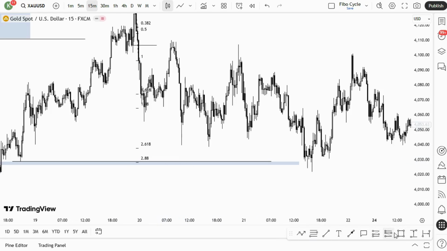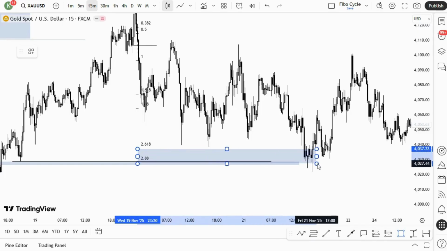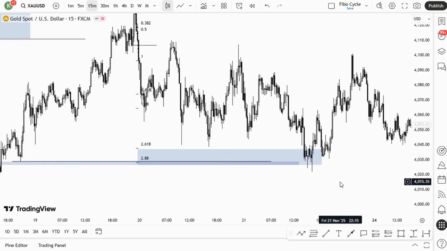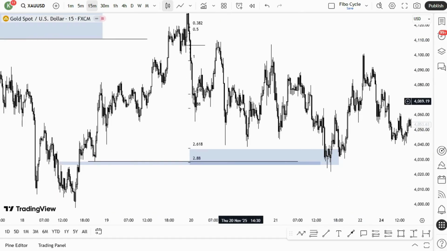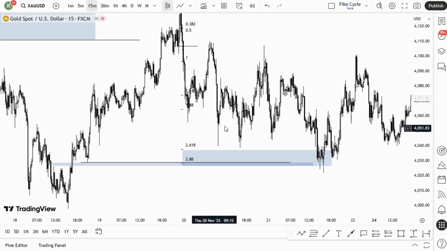Can you see the confluence over here? Can you see what happens when we combine all of these concepts? We get to enter high probability trades, because we are not just entering randomly. We are entering based on these confluences, these powerful confluences which make our trade high probability.